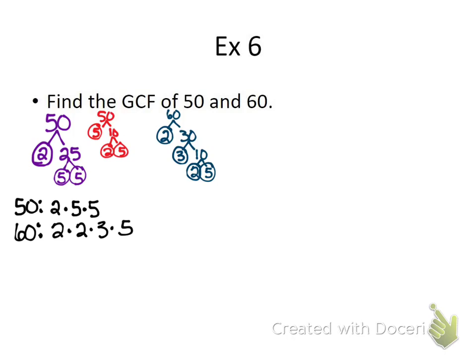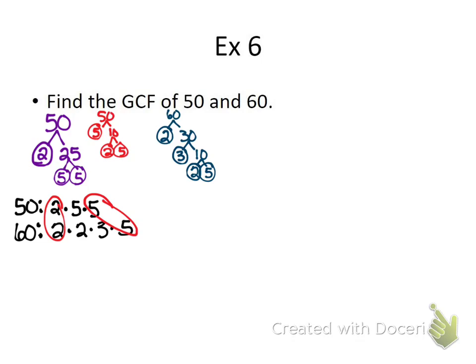Now it says circle the numbers or circle the factors they have in common. So what factors does both 50 and 60 have in common? 2s and 5s. It has a 2 and it has a 5. Do they share any other number? Both of them have to have it. They have to have it in common.